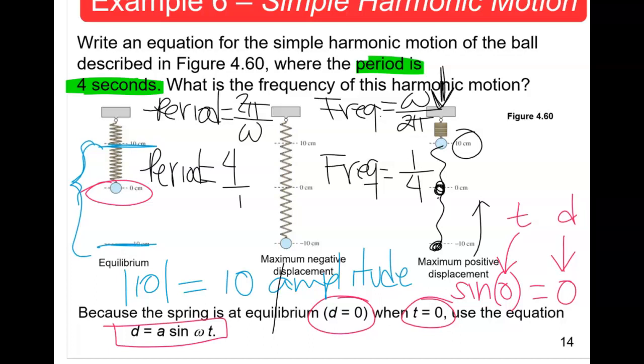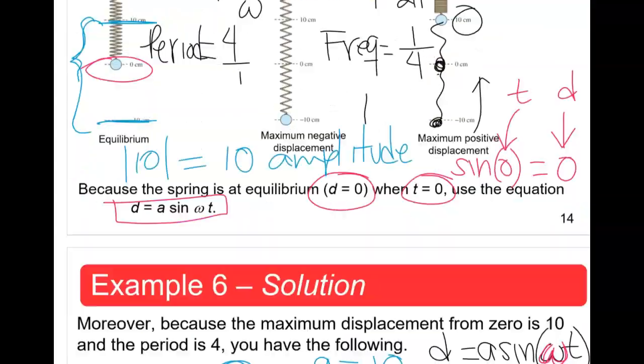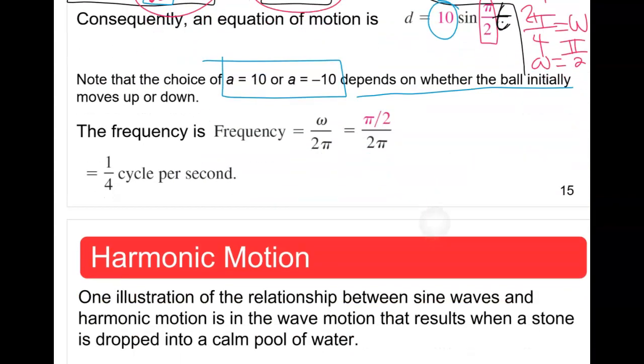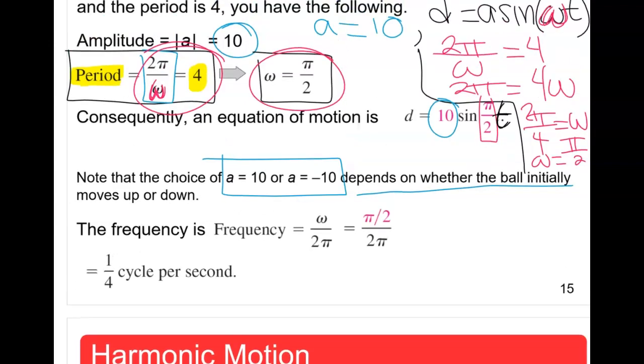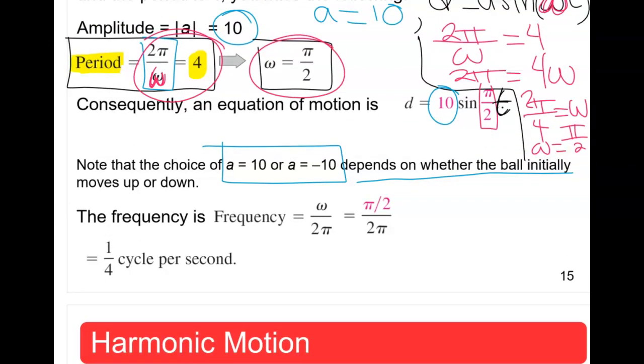If you run into a problem while you're doing your homework, don't hesitate to send me a question. So we're just going to keep it like it is there, and it will be equal to 10. So the equation will be D equals 10, I'm just rewriting what's here, times sine of pi over 2 times t. That will be the equation.